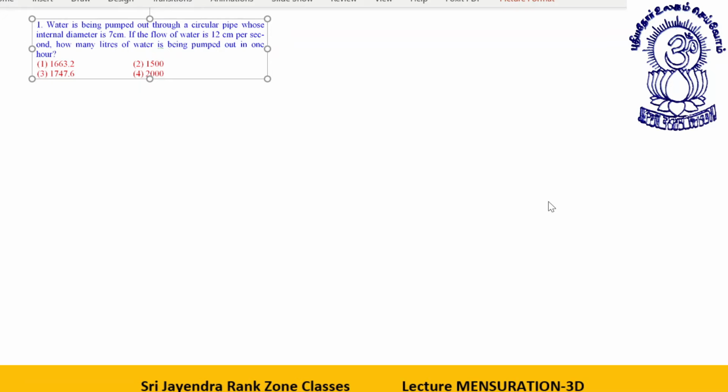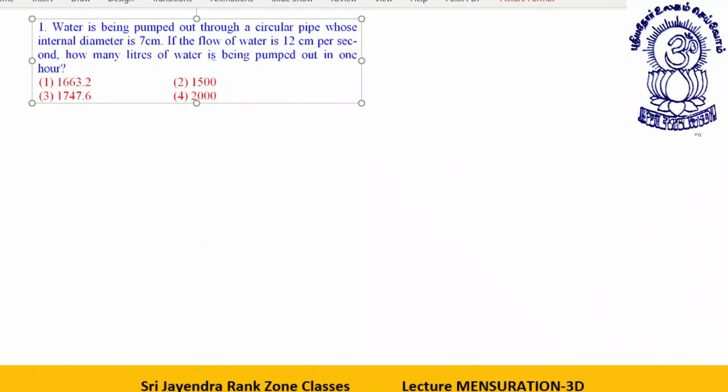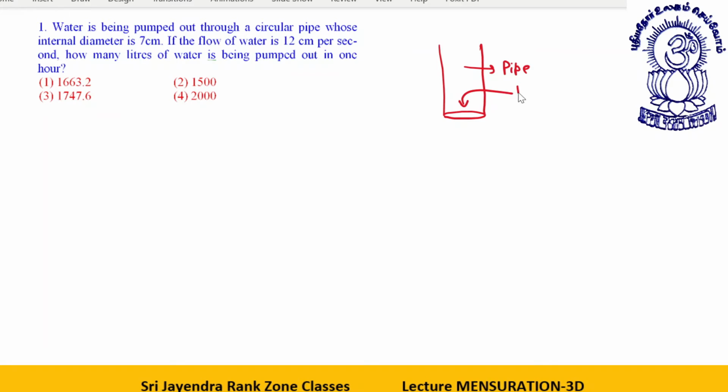Water is being pumped out through a circular pipe whose internal diameter is 7 centimeter. If the flow of water is 12 centimeter per second, how many liters of water is being pumped out in 1 hour? See, my dear friends, it's like this. Let's say this is a pipe. This portion is the pipe opening, and the diameter of the pipe is given to you as internal diameter 7 centimeter.